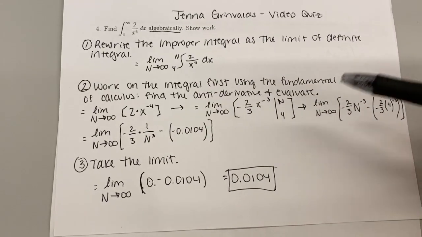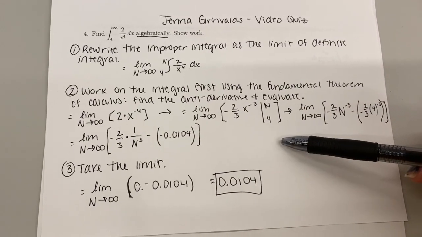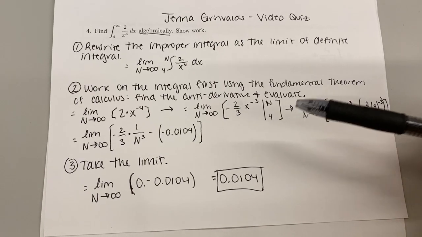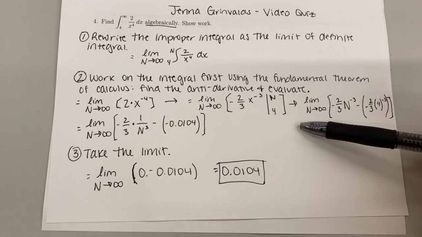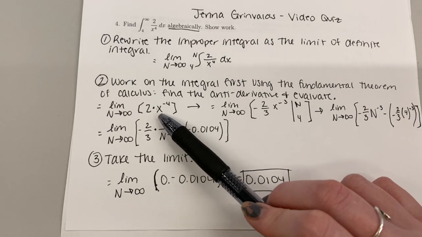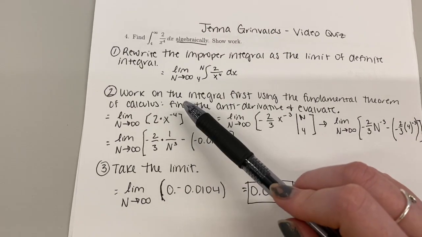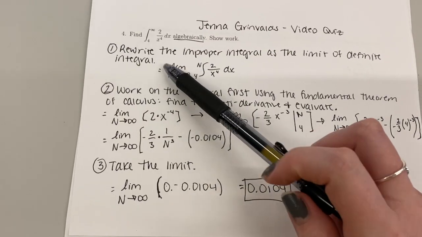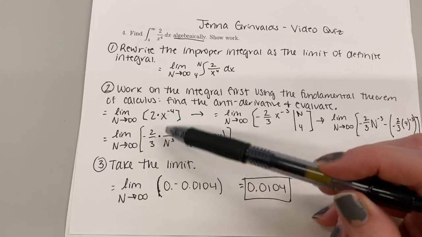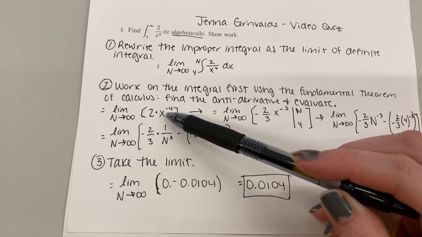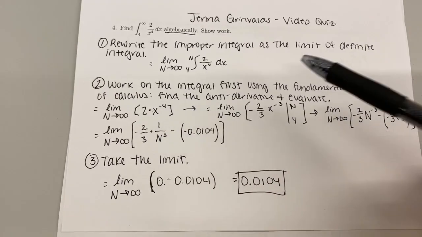For step 2, work on the integral first using the fundamental theorem of calculus, find the antiderivative, and evaluate. So right here, what I did was I just took, because 1 over x to the 4th is the same as x to the negative 4th. So I just multiply 2 by x to the negative 4th.